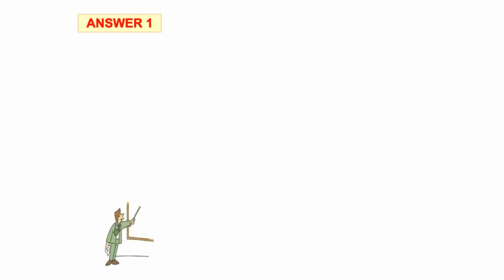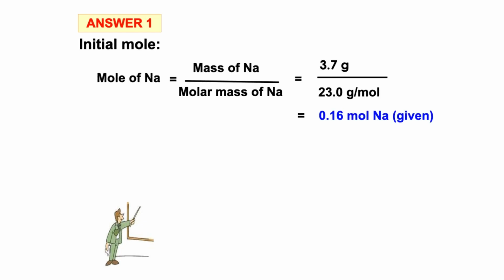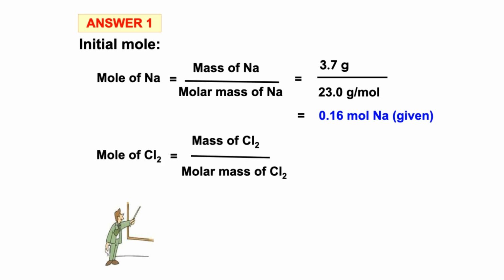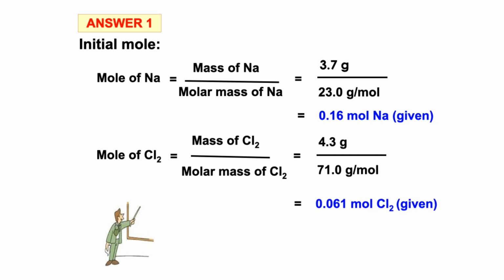First, you have to find the mole for both of the reactants. The initial mole for the sodium is 0.16 mole, while for the chlorine is 0.061 mole. And you have to determine the limiting reactant, because to calculate the mole of the sodium chloride, you need to determine the limiting reactant first. From the limiting reactant, then you can calculate the mole of the sodium chloride.